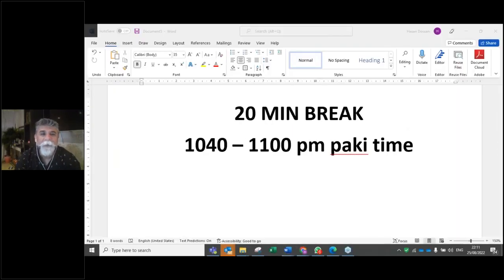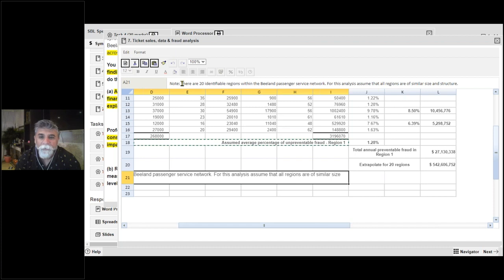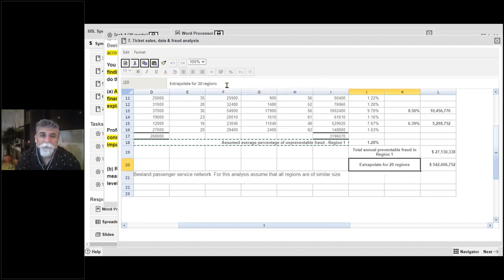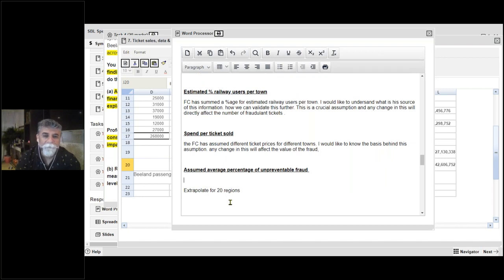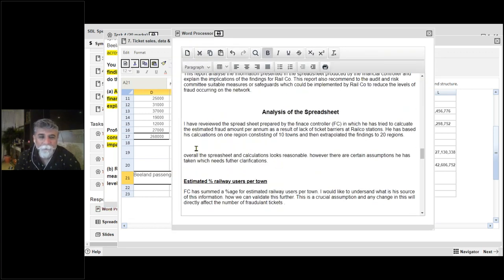And then after that, I can talk about that he's using this extrapolate for 20 regions. This is something that I can say is just multiplying the results of region 1 with 20, assuming that all the regions are of similar size and structure. This seems as an unreasonable assumption because regions may not be of same size and structure. Is that okay? So I will give like 4 concerns, and then there is an overall analysis as well.